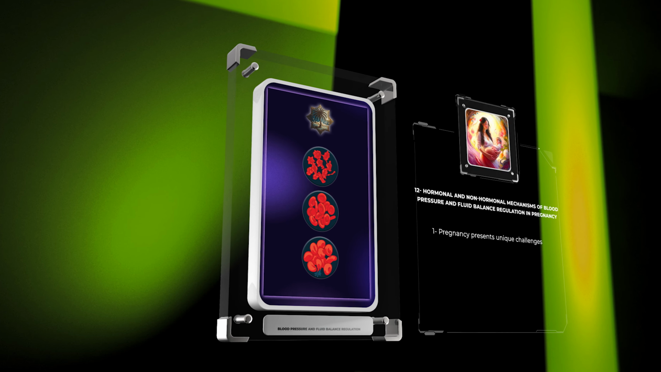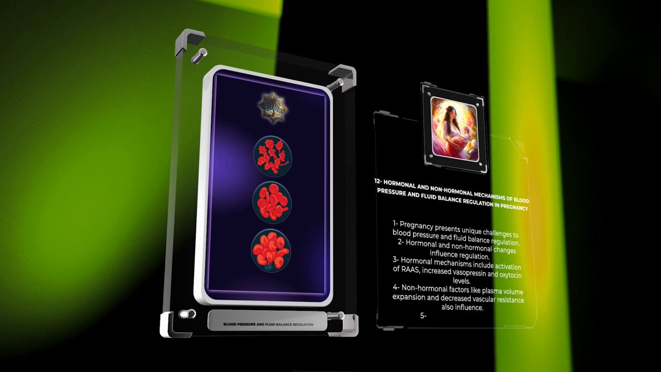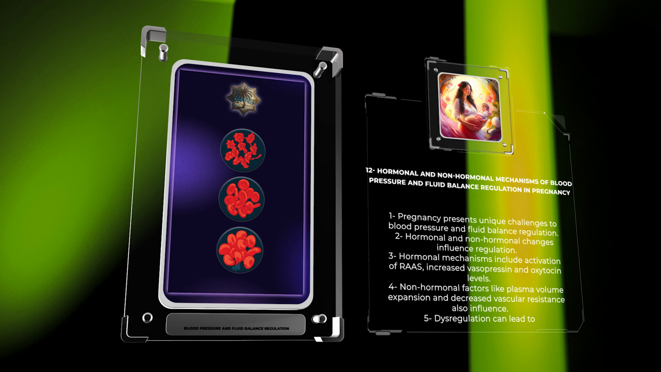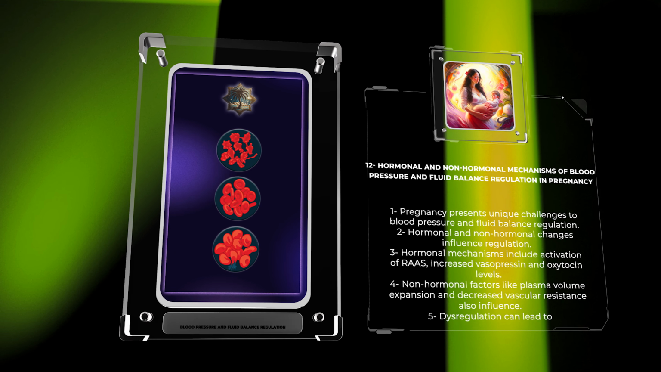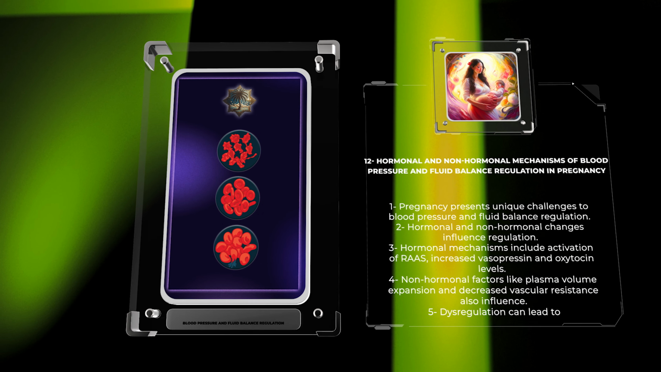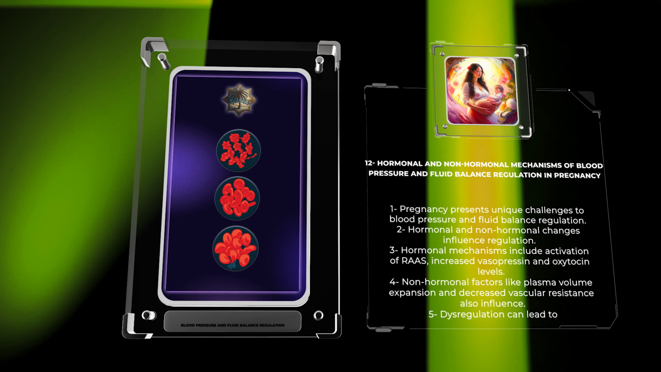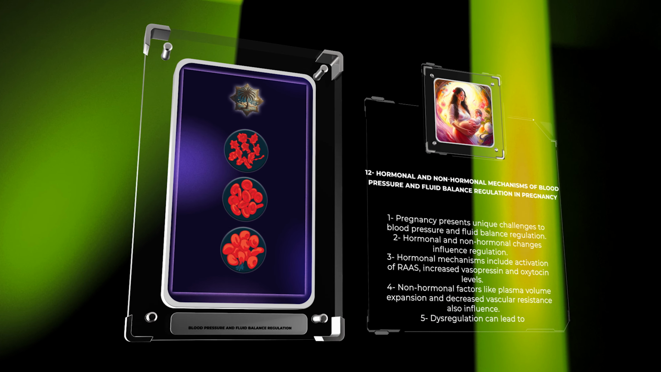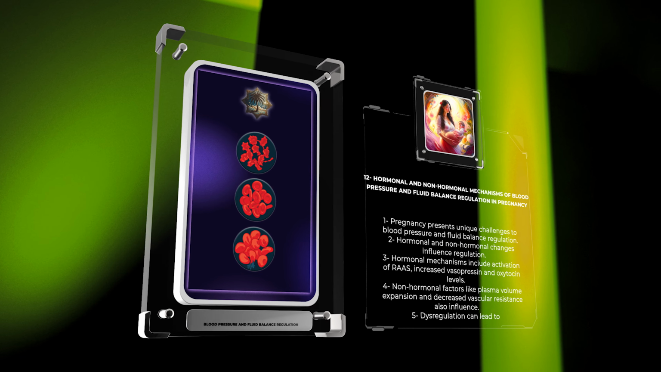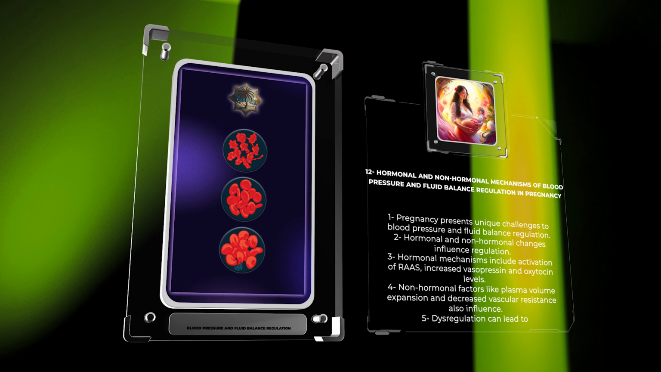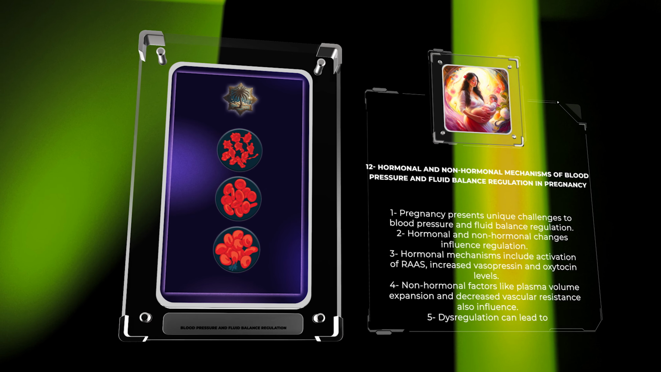Pregnancy presents unique challenges to blood pressure and fluid balance regulation due to dynamic hormonal and non-hormonal changes. Hormonal mechanisms include the activation of the renin-angiotensin-aldosterone system, RAAS, increased levels of vasopressin and oxytocin, and alterations in atrial natriuretic peptide, ANP, and brain natriuretic peptide, BNP, secretion. These hormonal changes aim to maintain blood pressure and fluid balance essential for the growth and development of the fetus.